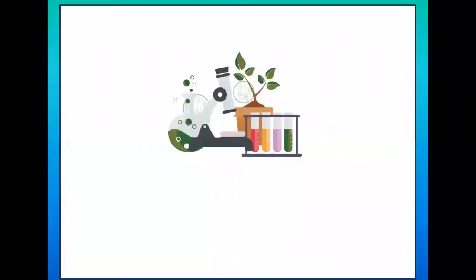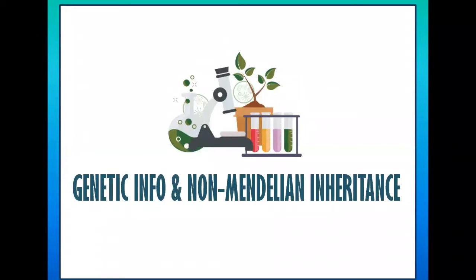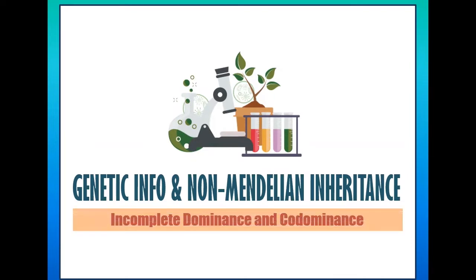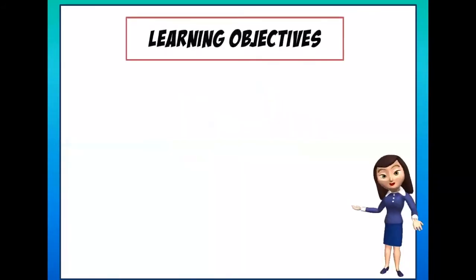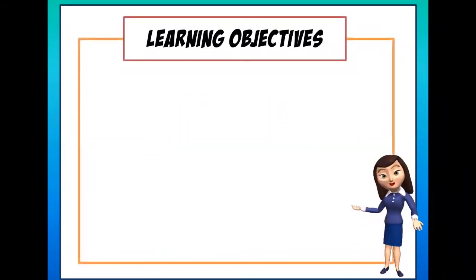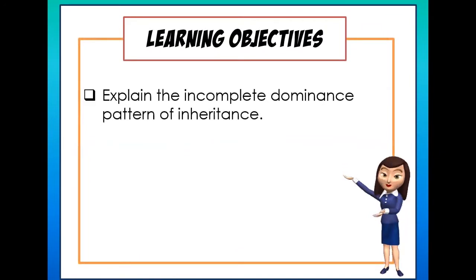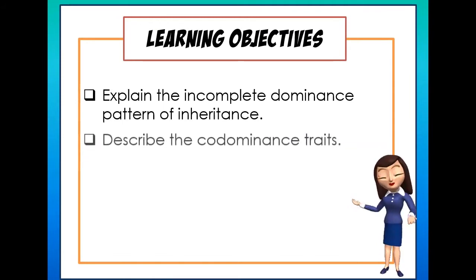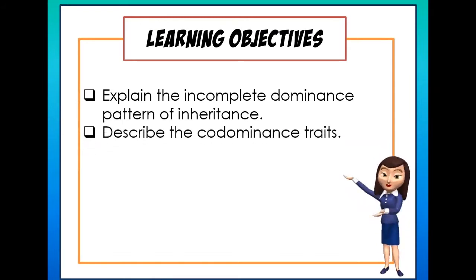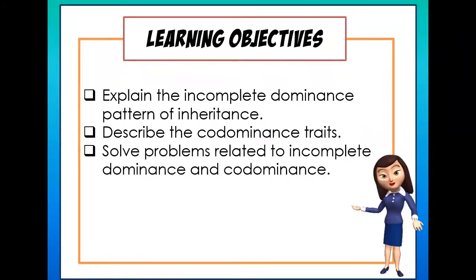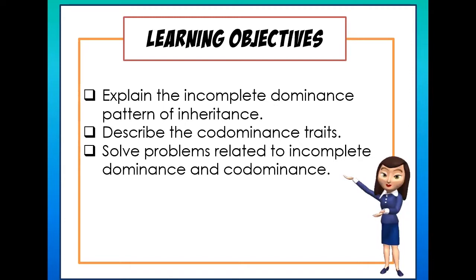Good day, class. Our topic for today has something to do still with genetic information and non-Mendelian inheritance, but our focus is on incomplete dominance and codominance. Here are the learning objectives. First, explain the incomplete dominance pattern of inheritance. Second, describe the codominance traits. And third, solve problems related to incomplete dominance and codominance.